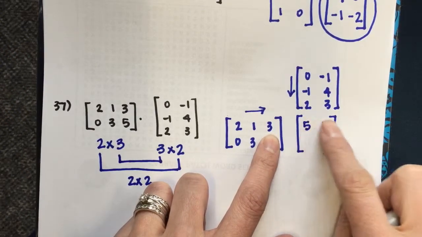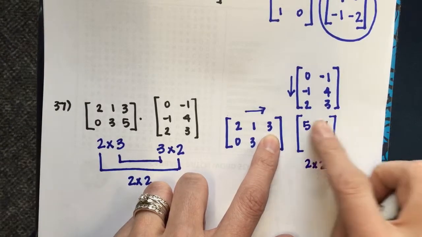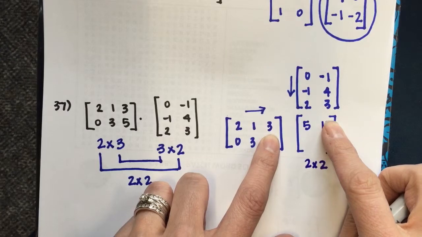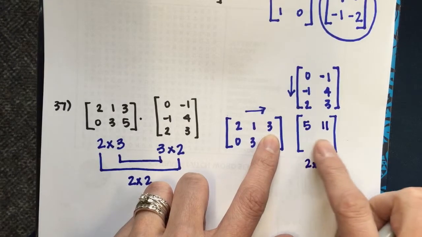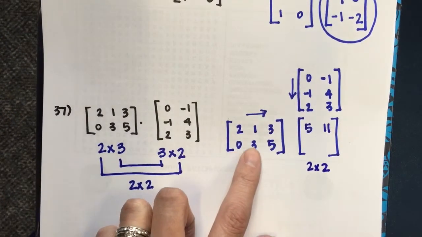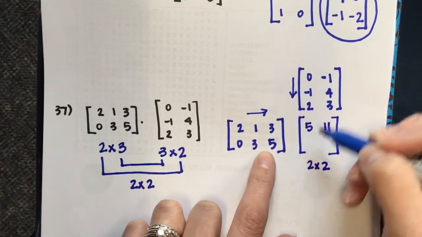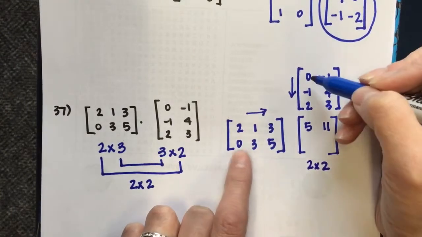I've filled up my top row now. Remember, this is supposed to be a 2 by 2. There's my 2 entries or elements in my first row. Now I need to find the 2 entries or elements in my bottom row. So to do that, I'm going to multiply the bottom row. To find the bottom left entry, multiply bottom row by left column.